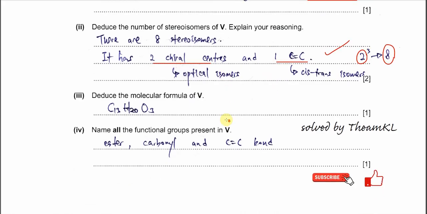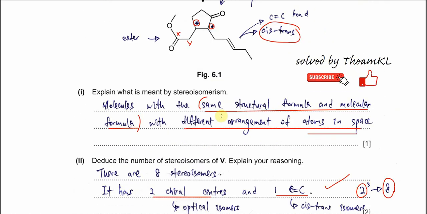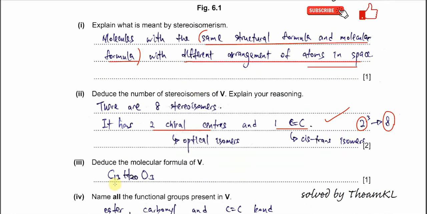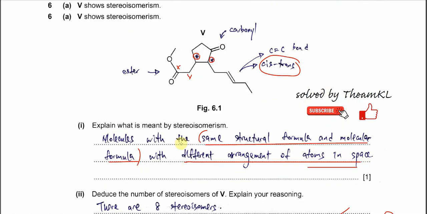Now part 3, deduce the molecular formula of V. This is very easy, you just count the carbons. Of course you need to know the elements inside there. The elements are carbon, hydrogen, oxygen, right? So if you count, you get 13 carbons. Hydrogens, you need to count carefully. Okay, let's start with the hydrogen numbers.